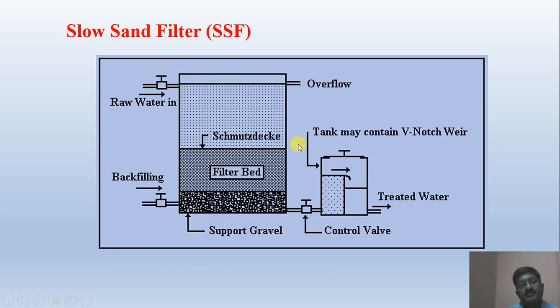This is a cross section of a slow sand filter where the raw water inlet is there. Here is the layer which is forming, the schmutzdecke. Then the filter bed, then the gravel bed, and the water we are receiving here. So all this is not that easy. There are design considerations depending upon the quality of water and the resulting head loss.